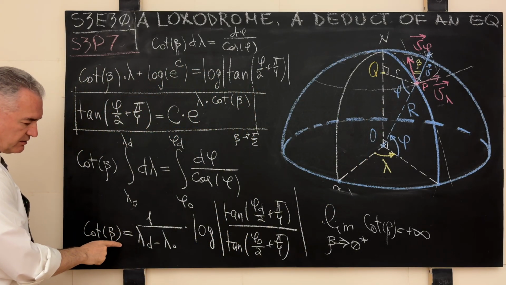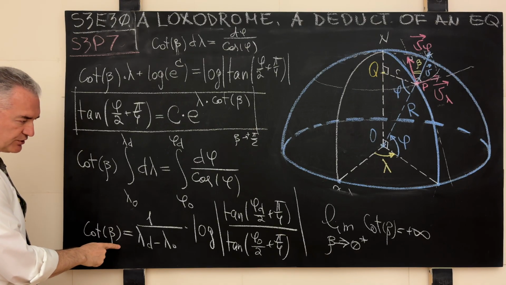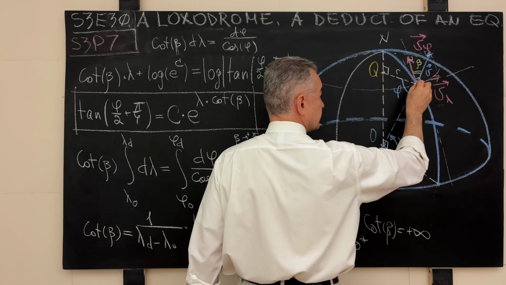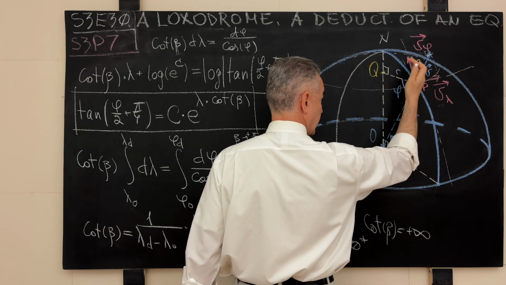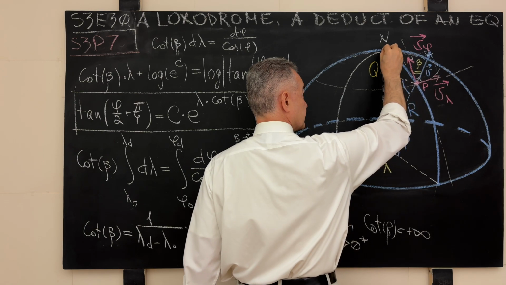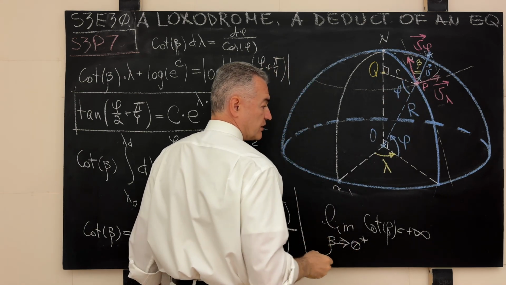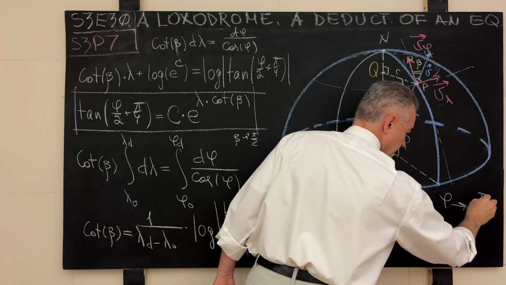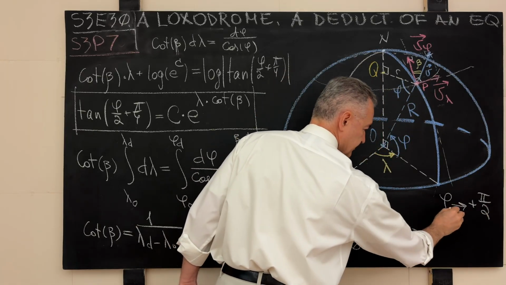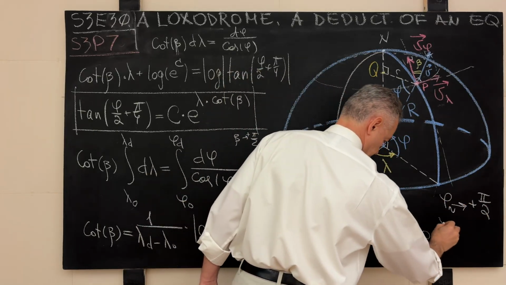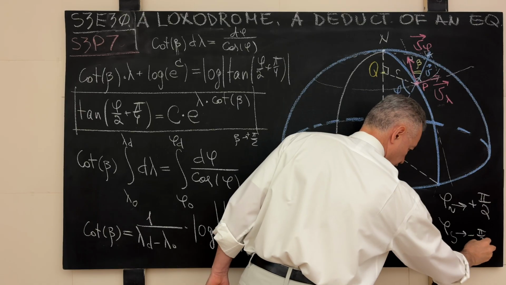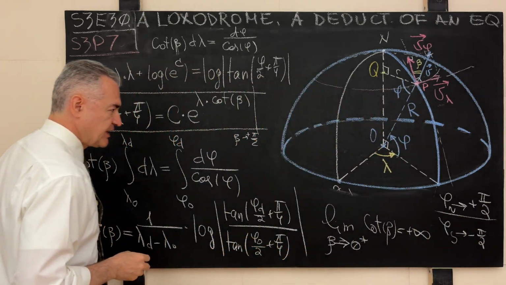And the other thing that we may want to research is the following. Let's say the point that executes its motion like this, with the requested property of forming the same angle with each meridian, gets closer to the North Pole. What happens then? Well, in this case, its latitude will tend to positive pi over 2. That's when it goes to the North Pole. When the point tends to the South Pole, then it will tend to negative pi over 2.